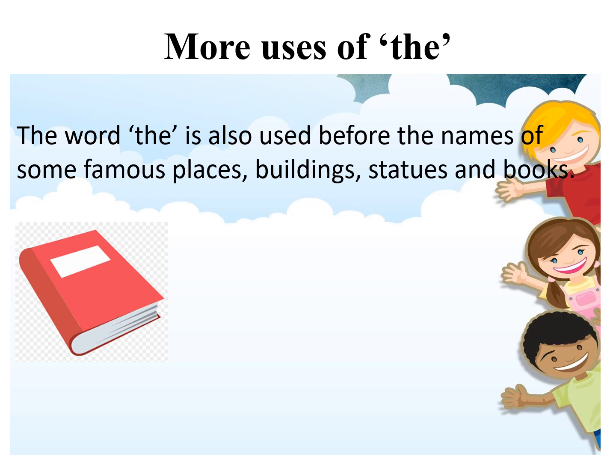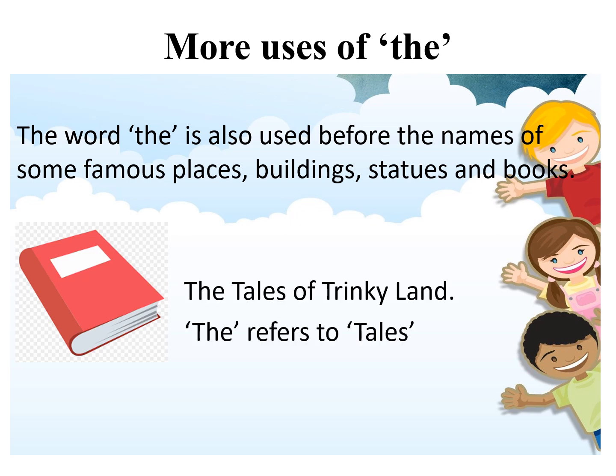The word the is also used before the names of some famous places, buildings, statues, and books. For example, Jenny's favorite book is The Tales of Trinky Land. Over here in this phrase, the is used to point out that the book is specifically about tales or stories of Trinky Land.